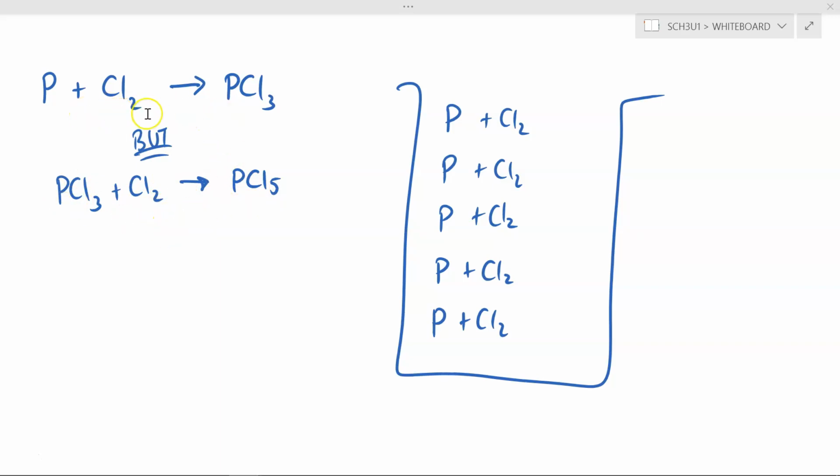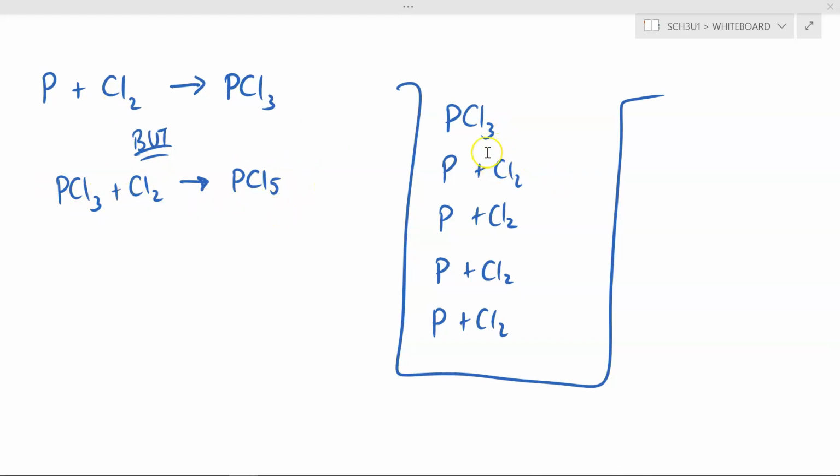So let's take a look at this beaker over here. Theoretically, I have enough reactants to produce 1, 2, 3, 4, 5 of these PCl3 molecules. So if everything went perfectly, that's how many I should get. Well, let's start combining them. Phosphorus plus chlorine turns into PCl3. And this phosphorus and this chlorine should also turn into a PCl3. But there's that side reaction where PCl3 can react with chlorine to make PCl5, which is a product that I don't want.